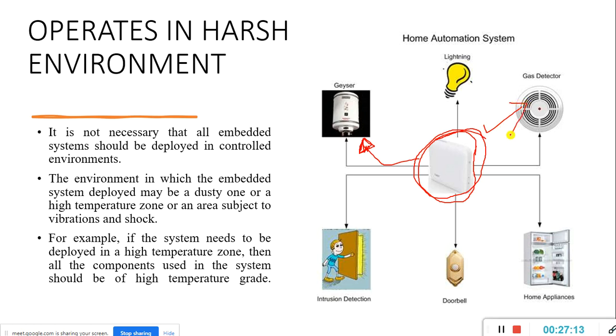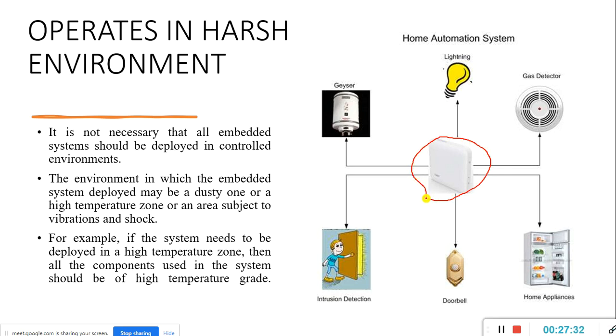Okay, so it should not happen that once I implement home automation by including one embedded system, every year I go on changing this hardware. That should not be the case, right? Every time it has to give me service for a longer duration, right? So that's a very important point.